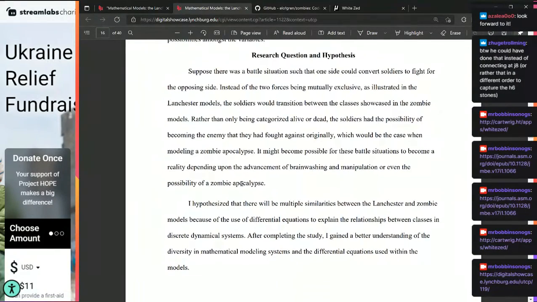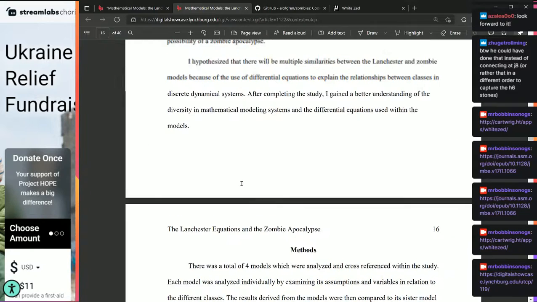Suppose there was a battle such that one side could convert soldiers to fight for the opposing side. Instead of the two forces being mutually exclusive, the soldiers would transition between the classes shown in the zombie models. Rather than only being categorized as alive or dead, the soldiers had the possibility of becoming the enemy that they had fought against originally, which would be the case when modeling a zombie apocalypse. It might be possible for these battle situations to become a reality, depending on the advancement of brainwashing and manipulation, or even the possibility of a zombie apocalypse.